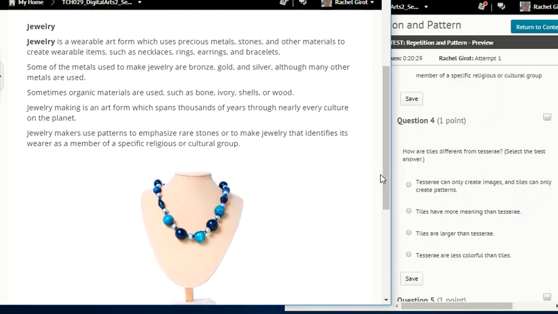Jewelry is a wearable art form which uses precious metals, stones, and other materials to create wearable items such as necklaces, rings, earrings, and bracelets. Some of the metals used to make jewelry are bronze, gold, and silver, although many other metals are used. Sometimes organic materials are used such as bone, ivory, shells, or wood. Jewelry making is an art form which spans thousands of years through nearly every culture on the planet. Jewelry makers use patterns to emphasize rare stones or to make jewelry that identifies its wearer as a member of a specific religious or cultural group.